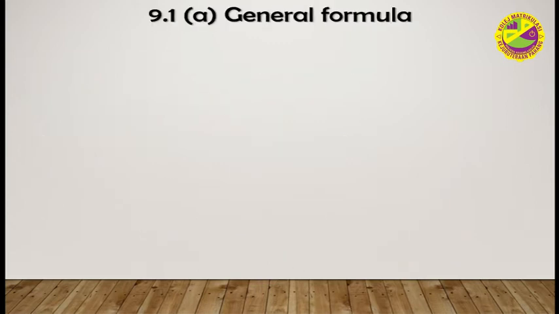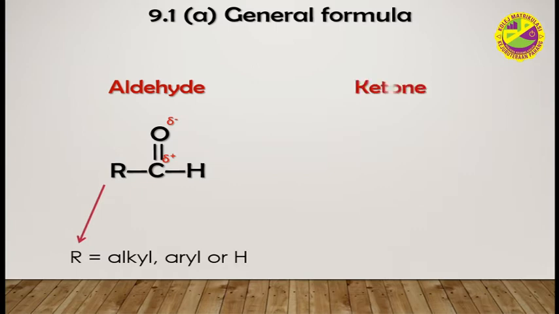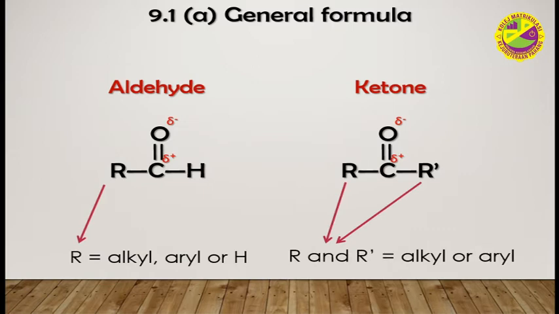For an aldehyde, the structure is as follows. The carbon double bond O is in between hydrogen and R group. The R group is alkyl, aryl, or hydrogen. For ketone, the structure is as follows. The carbon double bond O is put in between 2 R groups. The R groups are alkyl or aryl.